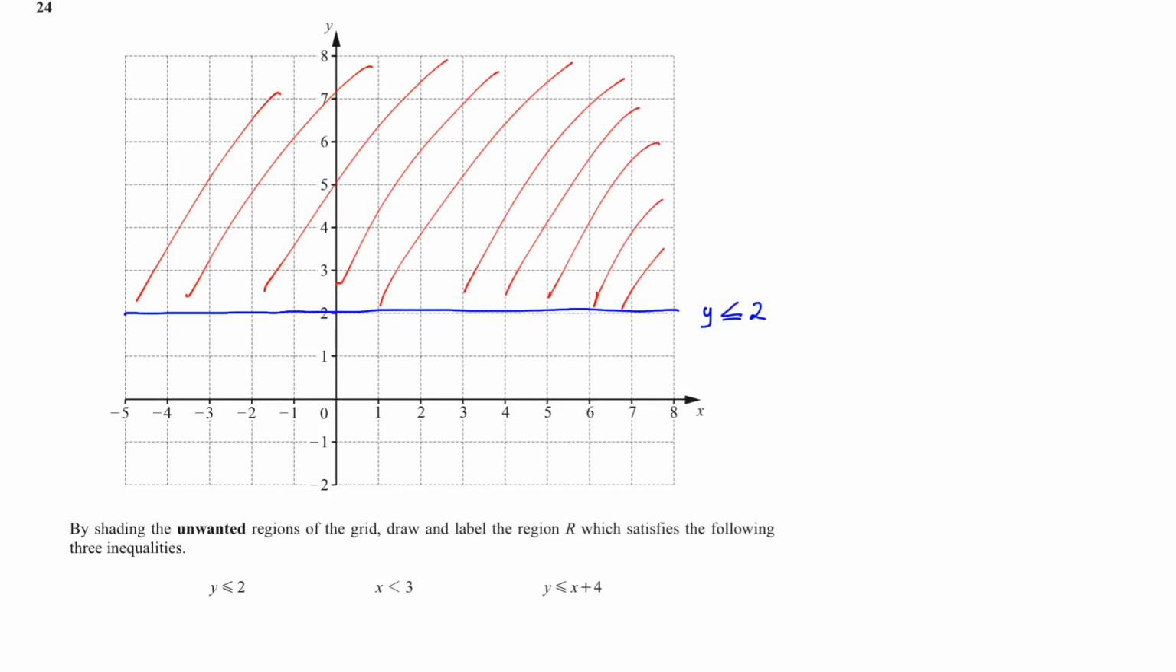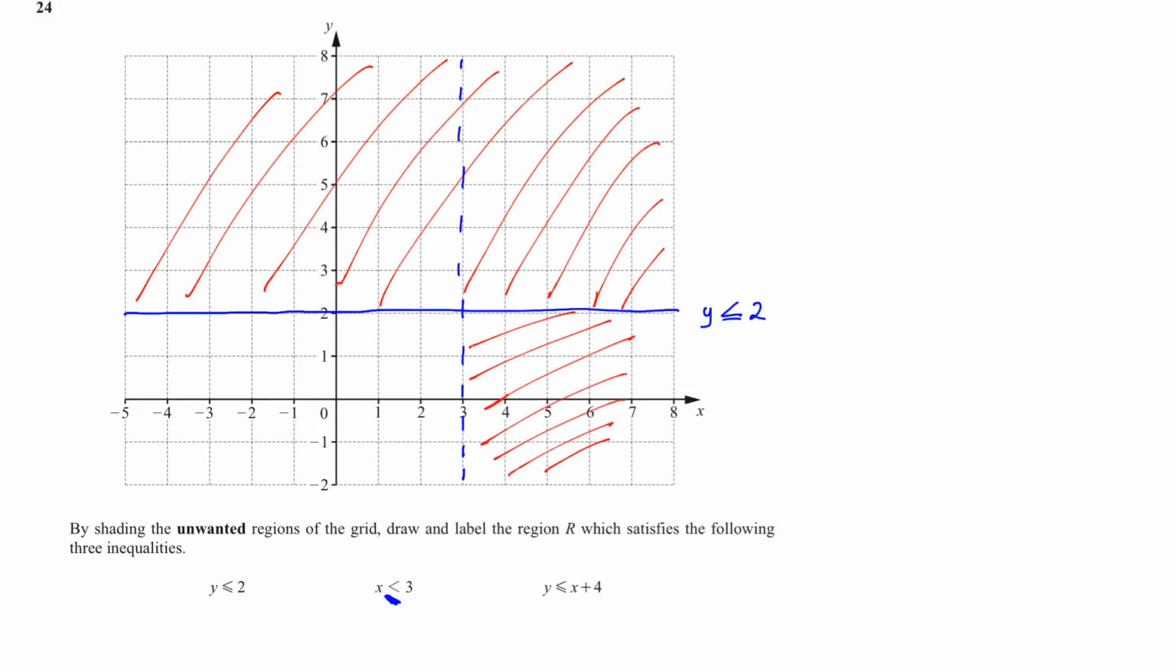Then the second inequality, x is less than 3. This is x is 3. We have to not make a full line, we have to make a dotted line, because as you can see there is here only less than, it's not less than or equal to. If you don't have less than or equal to, you make dotted lines like that. So x is less than 3. What we don't want is more than 3. This part is more than 3, so that's cancelled.